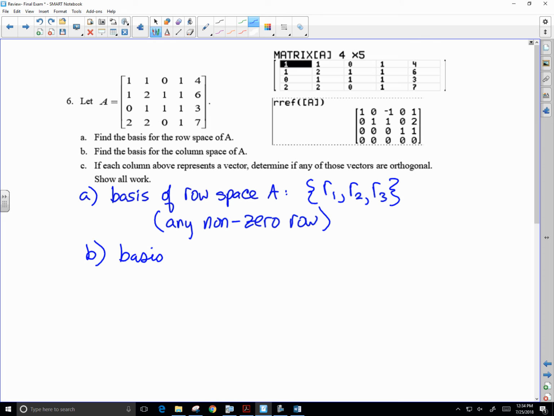Basis of column space of A would be any column that has a pivot. So we got a pivot, pivot, and one final pivot, right? So C1, 2, and 4.